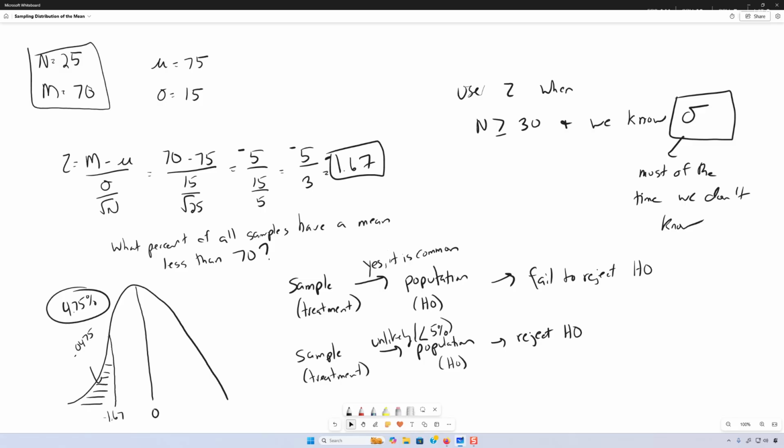And that's pretty much it. So hopefully that helps you understand the idea of the sampling distribution of the mean and why it's so important, why it represents the null hypothesis, and how we're going to be comparing all of our samples to the sampling distribution of the mean and then deciding to either reject or fail to reject. It's a complicated topic, but try to soak in as much as you can.